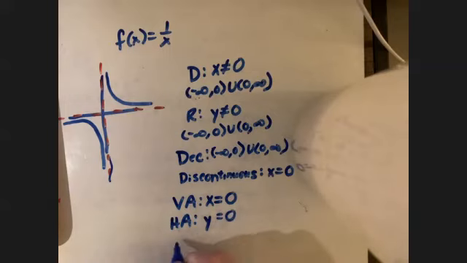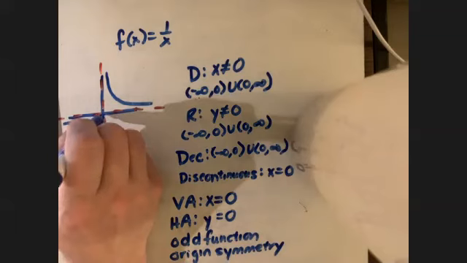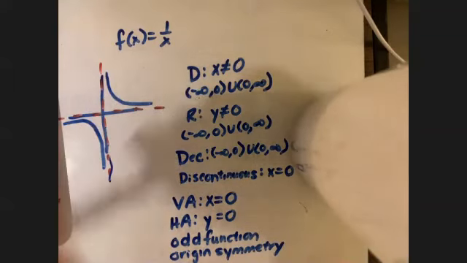Now, a couple of other things. This function is an odd function, and because of that it has origin symmetry. Remember that origin symmetry, or symmetry with respect to the origin, is the one where I can put a push pin on the origin, turn the whole thing 180 degrees, and I will land right back on itself.